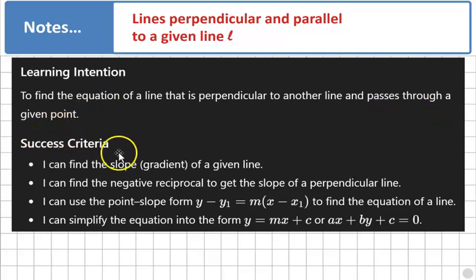point. Success criteria: I can find the slope (gradient) of a given line. I can find the negative reciprocal to get the slope of a perpendicular line. I can use the point slope form y minus y1 equals m times x minus x1 to find the equation of a line. I can simplify the equation into the form y equals mx plus c, or ax plus by plus c is equal to 0.